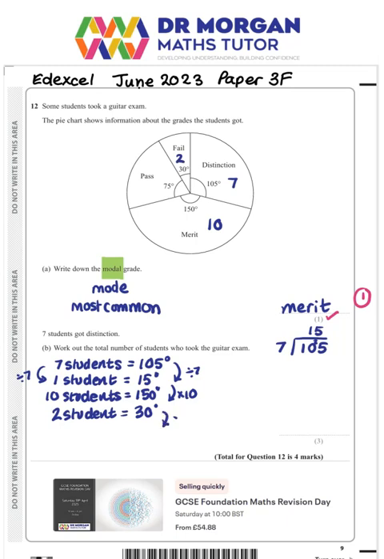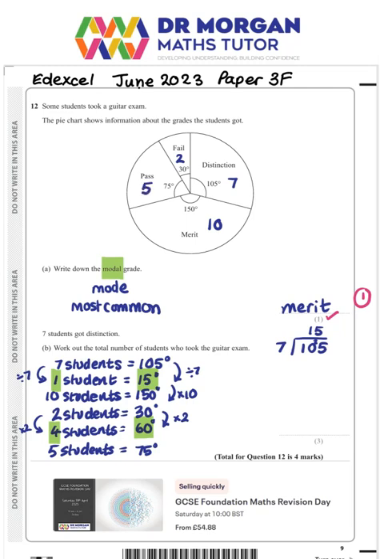Now, if I double 30 degrees and get 60 degrees, and double the other side as well, I can see that 4 students would have gotten 60 degrees. However, I want 75, so I've got 60 degrees and 15 degrees, and if I add those together, I get 75 degrees. So therefore, if I add the 4 and the 1, I've got 5 students there. There were other ways to do this question, but I quite like doing it this way.